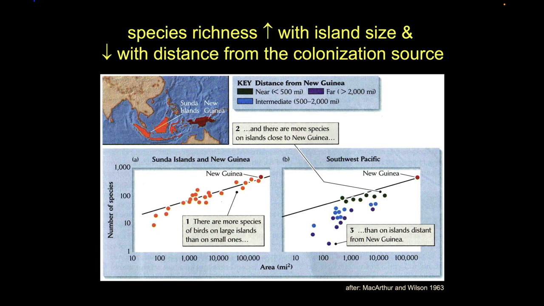In general, the reason MacArthur and Wilson came up with this is because they were making observations, and we see evidence that this is actually going on. We do see species richness tend to increase as island size gets bigger, and that's what this data shows, and to decrease as we go away from the parental source, from the continent or the main island.